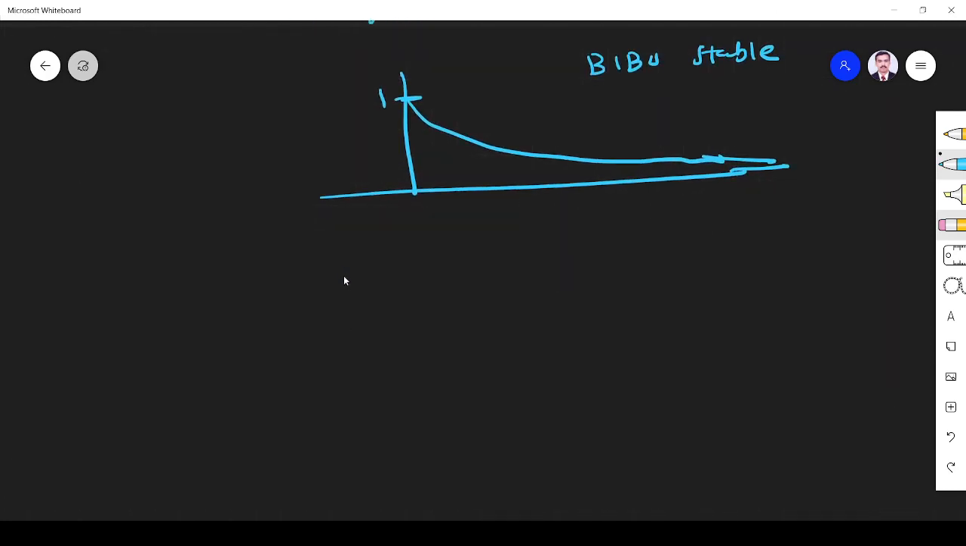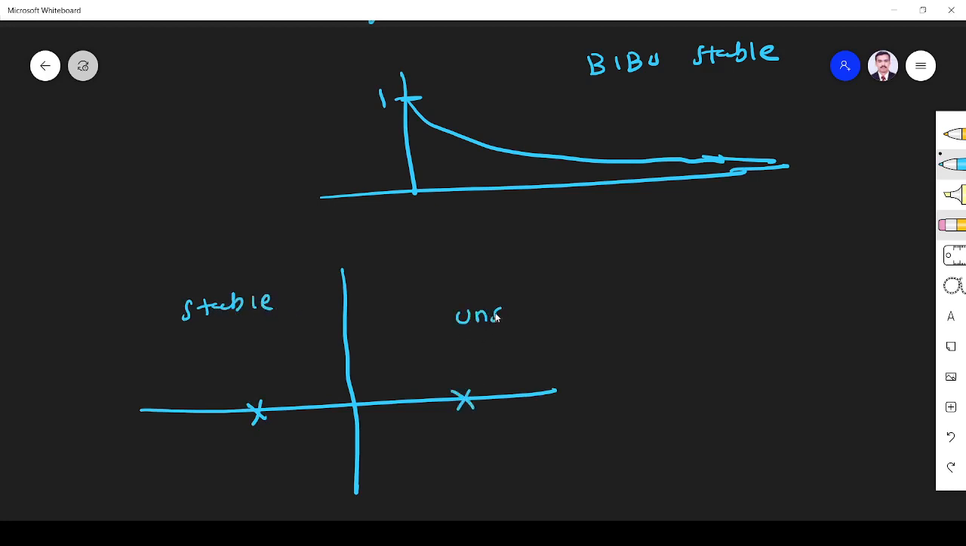And moreover, from control systems, the same concept is used. If poles lie in the left half of the S plane, then it is stable. If poles lie here, in the right half of the S plane, unstable. The S plane contains sigma and j omega. If poles lie on the j omega axis, it is marginally stable.